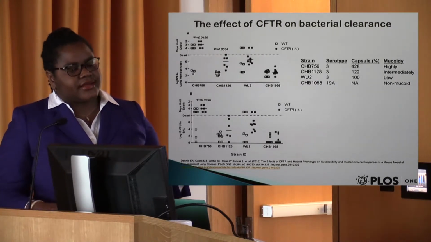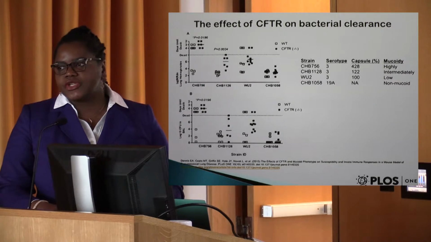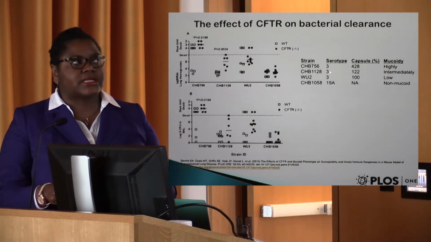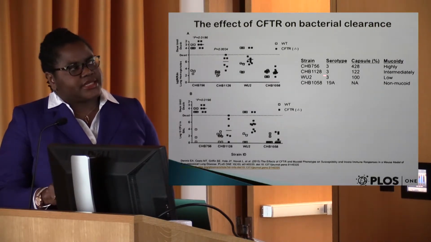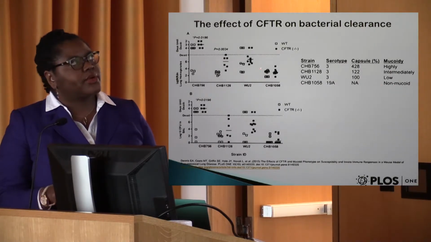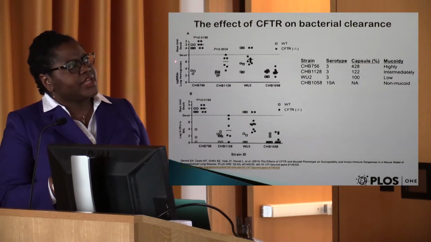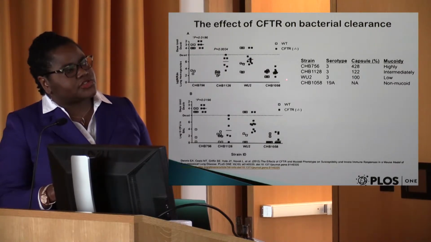W2 is kind of the generic S. pneumoniae that most people use if you're just studying the bacterium. So it's not a recent isolate, it is a human isolate, but it was isolated many, many years ago. CHB 1058 was also isolated from us, but it was not mucoid. But if we look at the highly mucoid strain, and we look at lung homogenates or how long the animal survived, we see that there's a significant difference comparing this strain to all of the other strains.